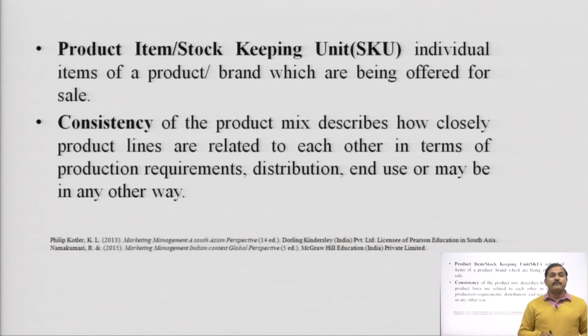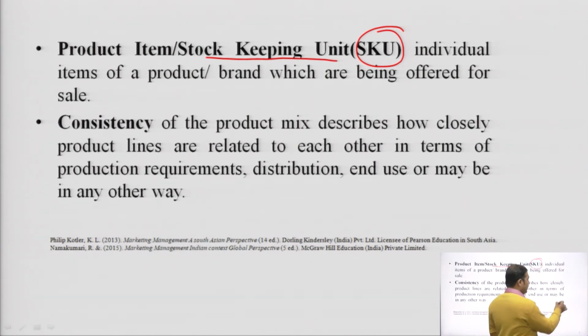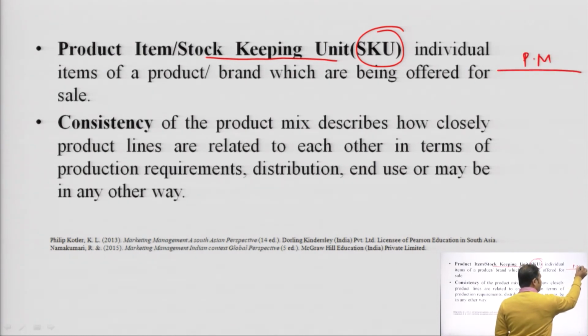Then the next is the product item, stock keeping units or SKUs: individual items of the product brand which are being offered for sale. Suppose I take a look over here and say this is the product mix of an organization. There are 3 product lines. Within the product lines there are 2 items.